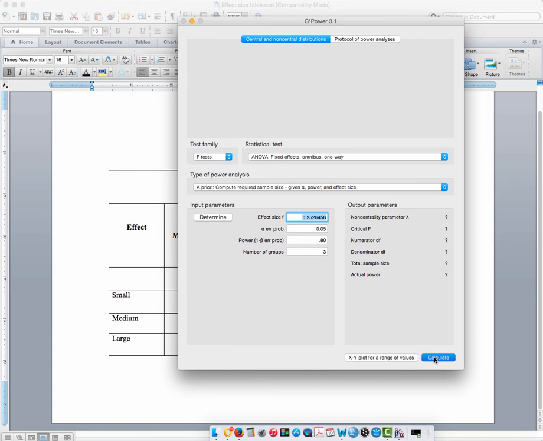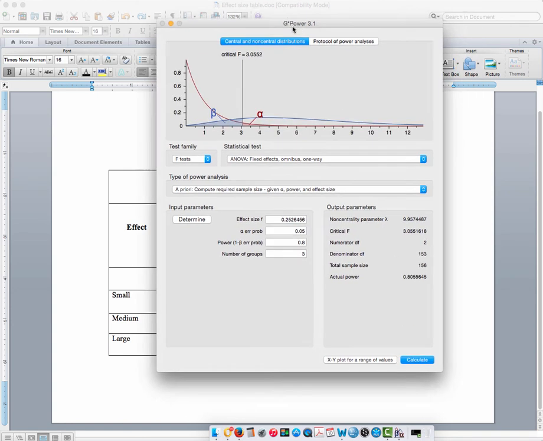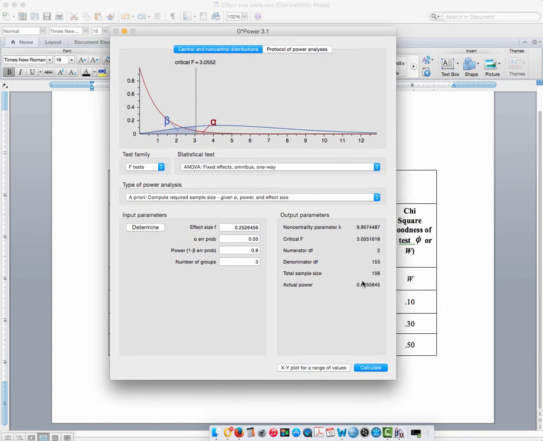Then we can click on Calculate, and so to obtain a power of 0.80 to detect an effect size of 0.06, which converted to an effect size of f is 0.25, we need 156 individuals across all three groups, or we need a minimum of 52 individuals per group.